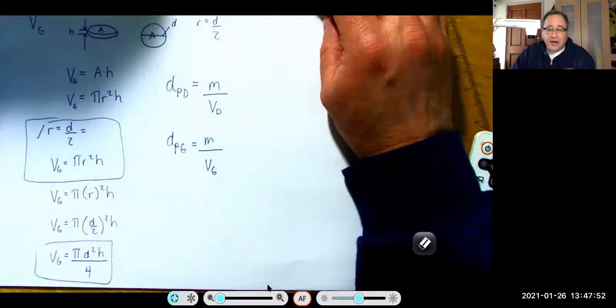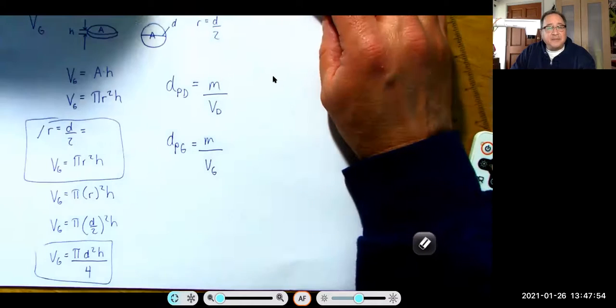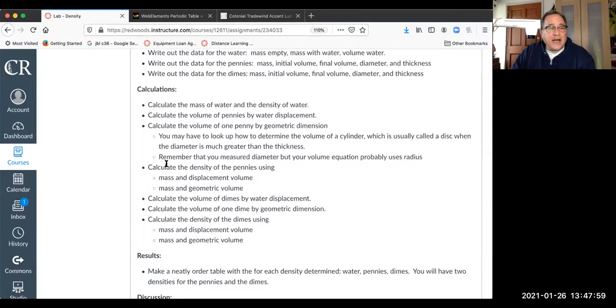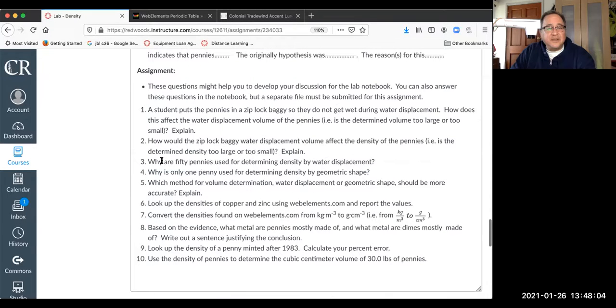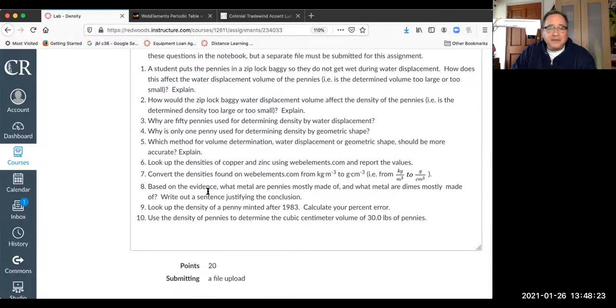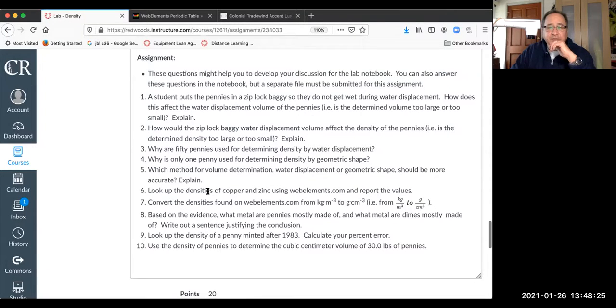If we take a look, and now I'm going to go back to the assignment. If you take a look at the assignment, which method for volume determination, water displacement or geometric shape, should be more accurate? Explain. So you'll find out which is more accurate when you're done with the lab. Are there any questions so far about the lab and what you should be doing?